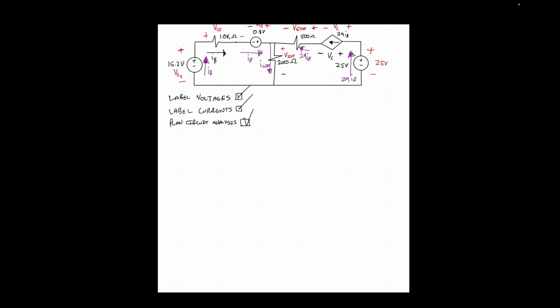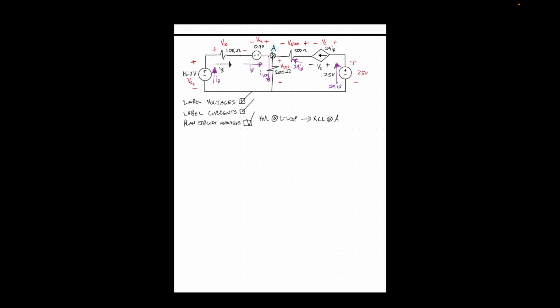We can go ahead and write it. So we're going to write KVL. Oops, can't spell today. KVL at our left loop. Then KCL, I'm going to call this node A, and I'm going to highlight it for us. All right, we're going to do a KCL at A. So let's go ahead and do this.